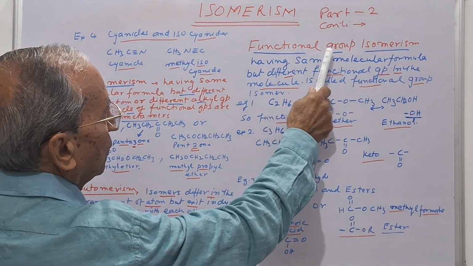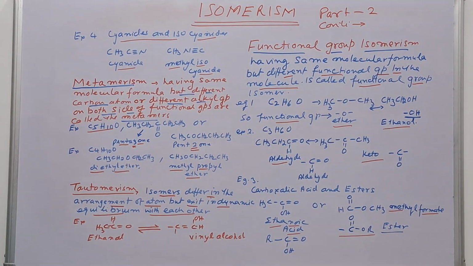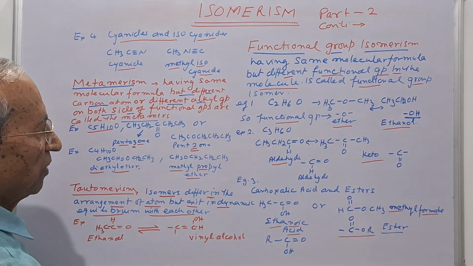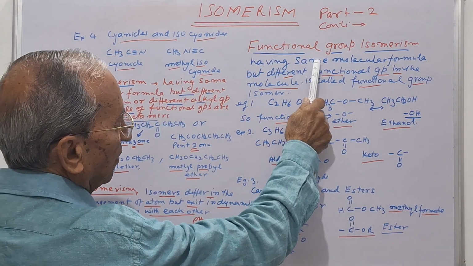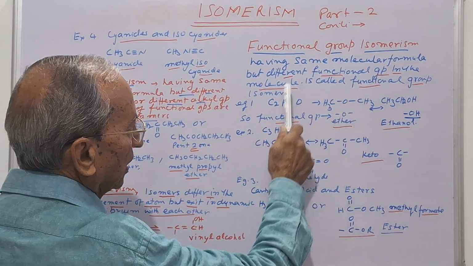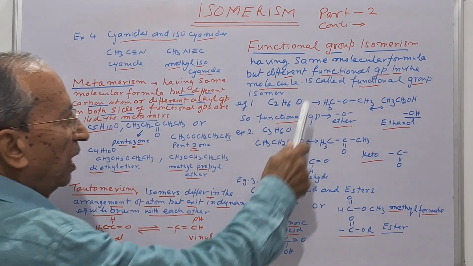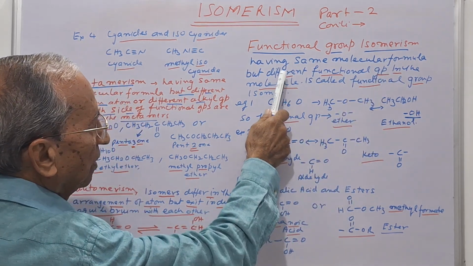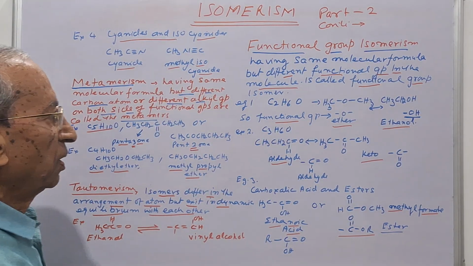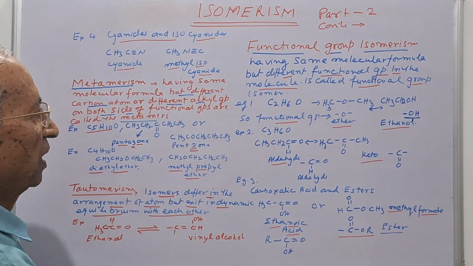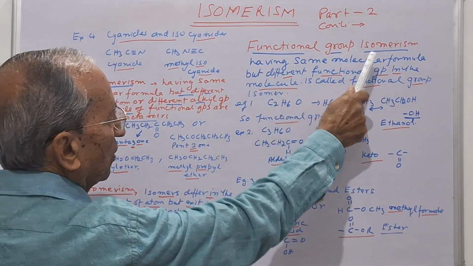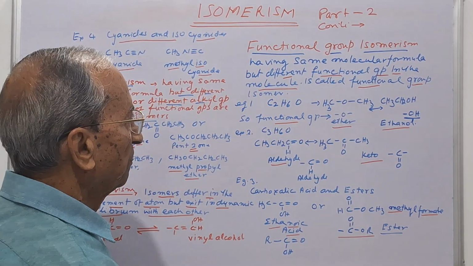In the case of the functional group isomers, what does this indicate? This indicates functional group. It means molecules having the same molecular formula but different functional groups in the molecules. It means in the molecule, the functional group itself changes. That is known as the functional group isomers, and this phenomenon is known as the functional group isomerism.